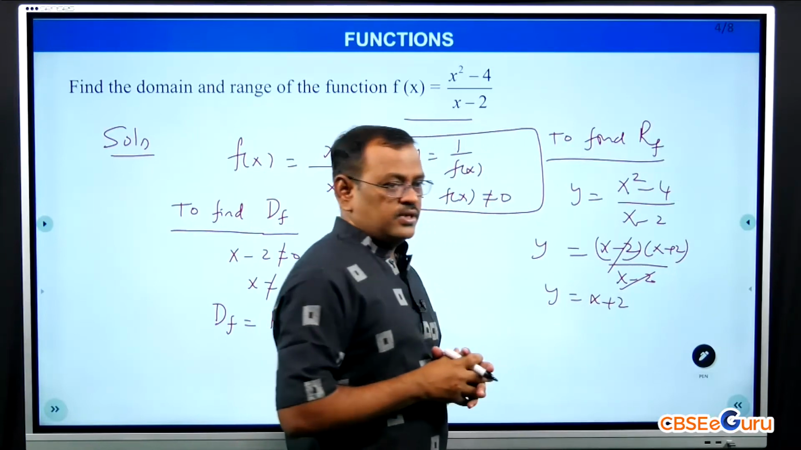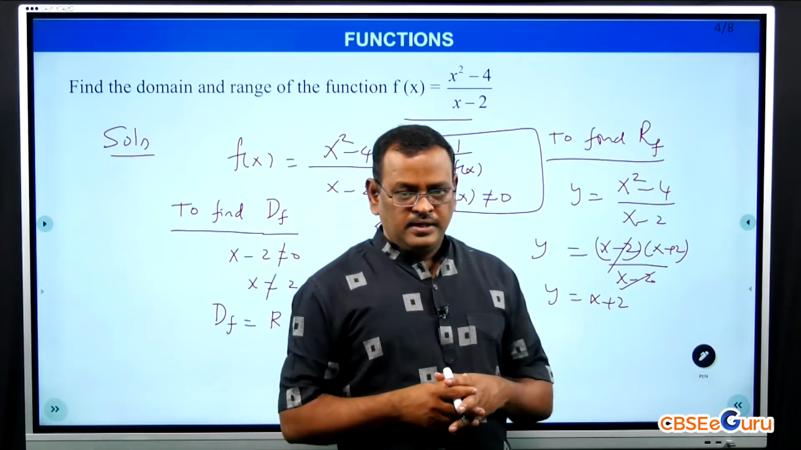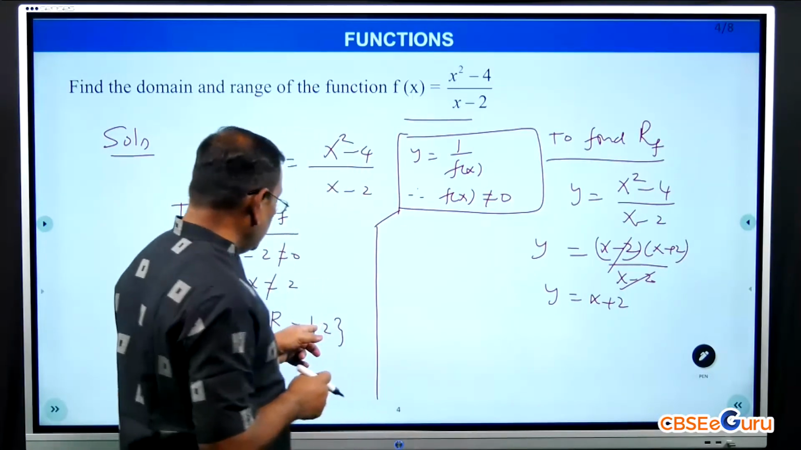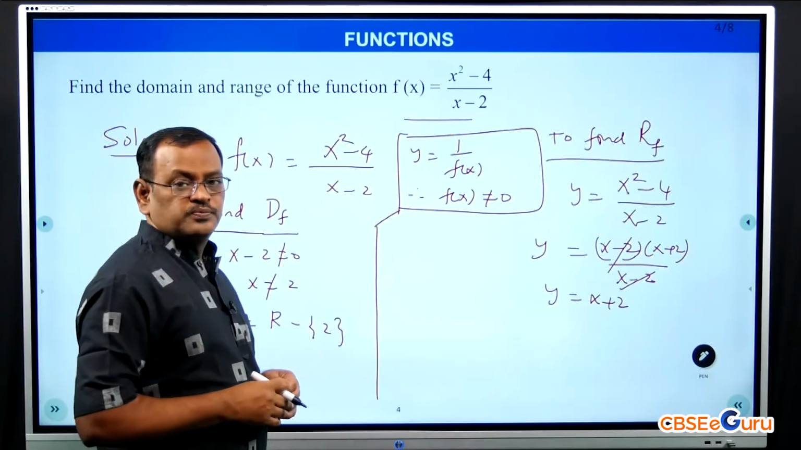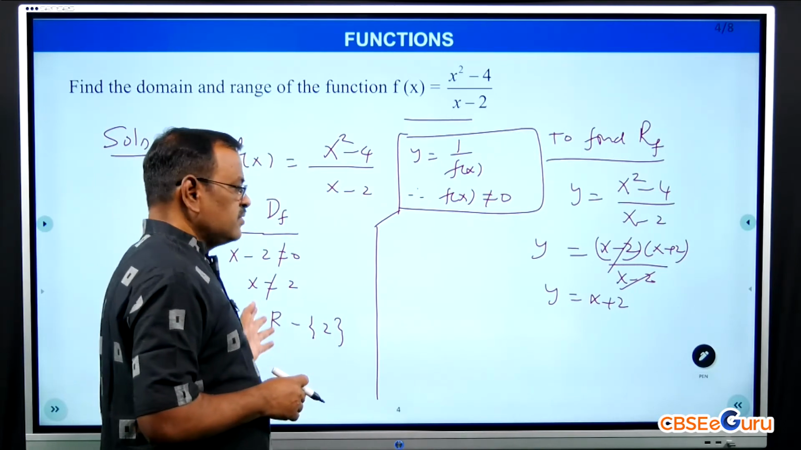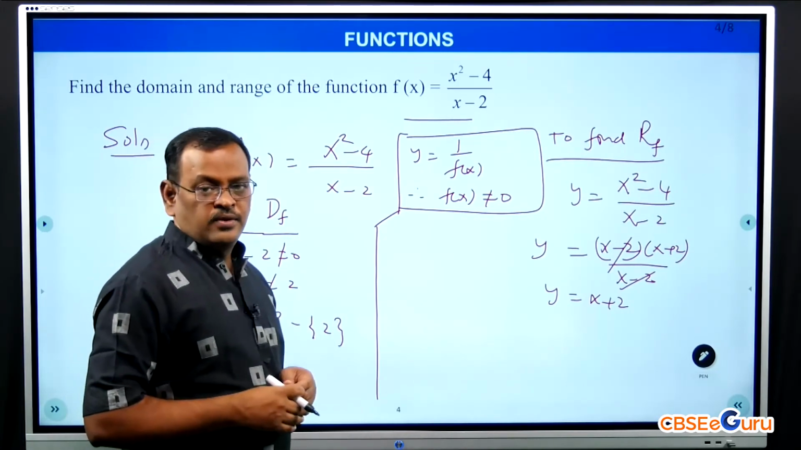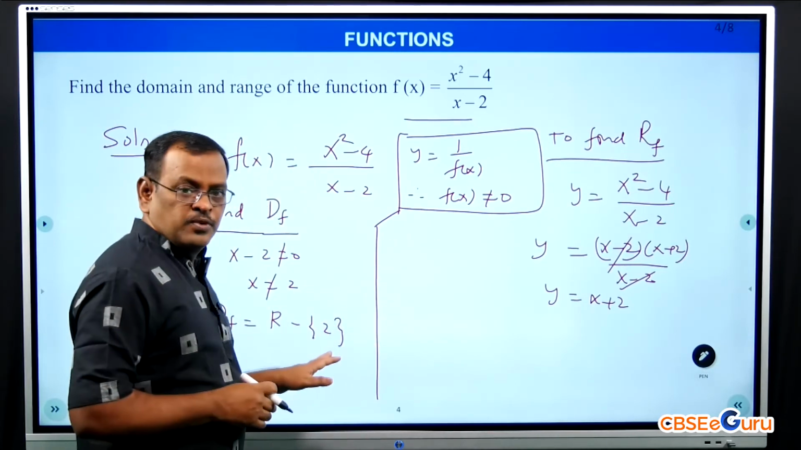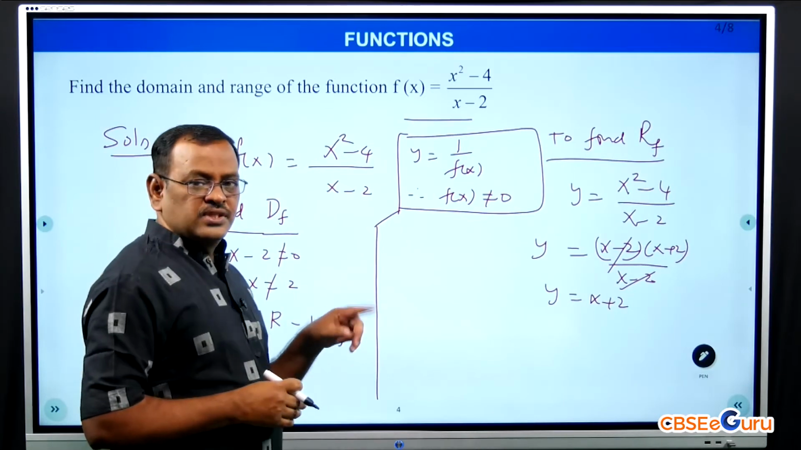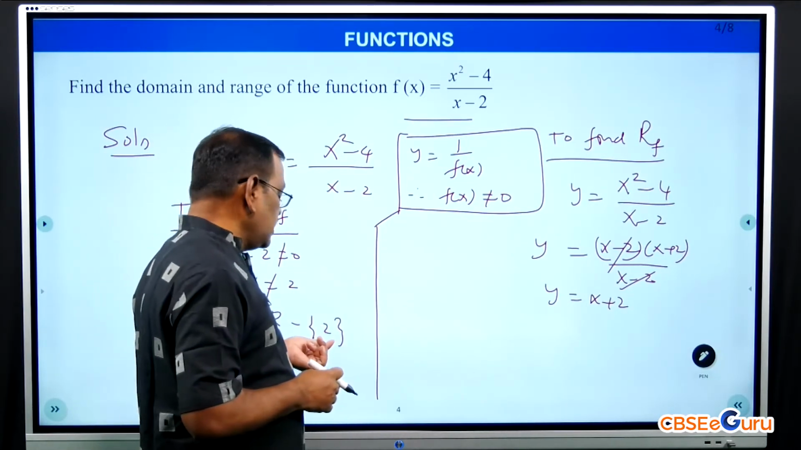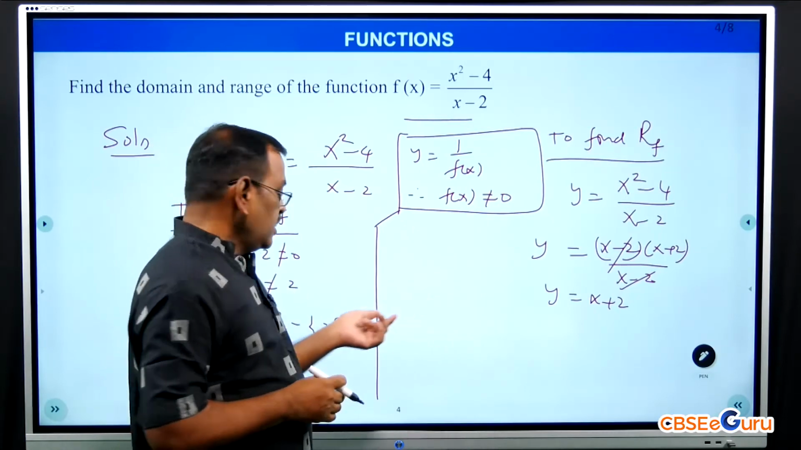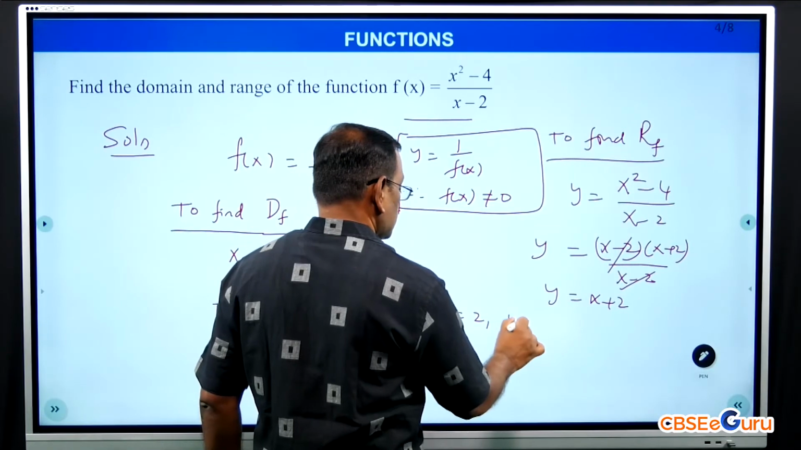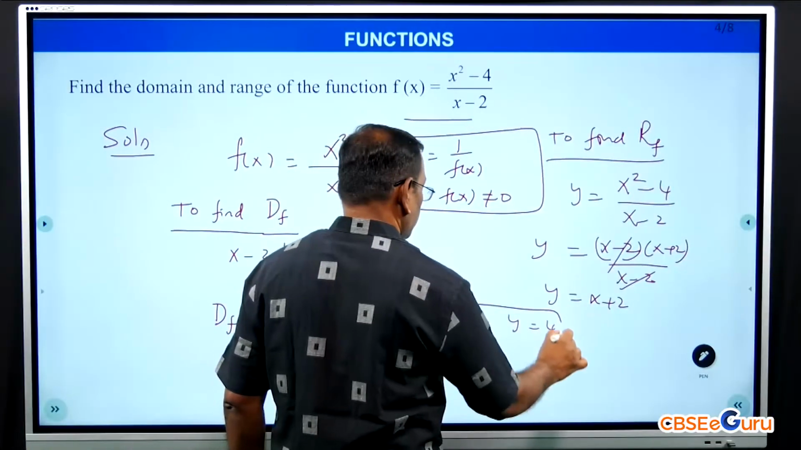Now a very important stage: how to find the range? Very simple logic. What is the value omitted here? The value omitted here is 2. Other than 2, all other values are input values. That is the domain. If input is 2, what is the output? Even though input 2 is not there, find the value which is not there. The corresponding value of 2 will not be there in the output. When x equal to 2, what is y? y equal to 4.